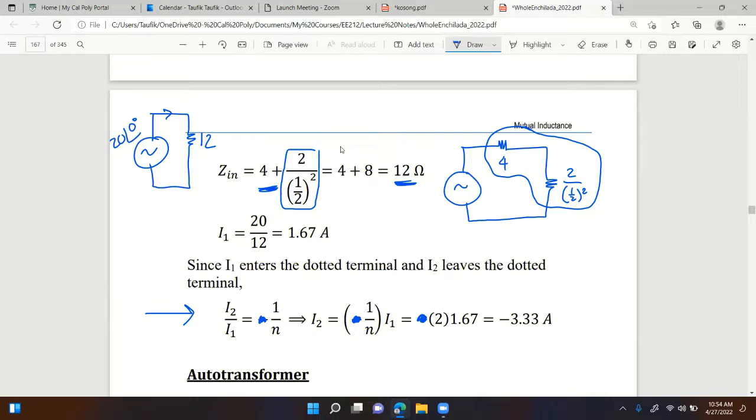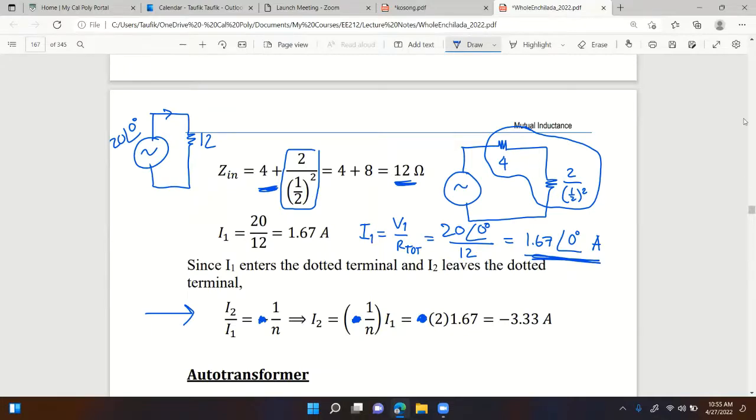Okay. And by doing so, I can find the current. By Ohm's law, I can find current. Current is going to be 20 divided by 12. But if you want the angles, this is going to be I1 equals V1 divided by R total. That's going to be 20 at 0 degree angle divided by 12. That would give us 1.67 at 0 degree angle, if you want to include the angles. So that's I1. Any question on I1?